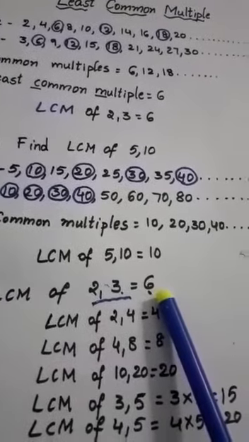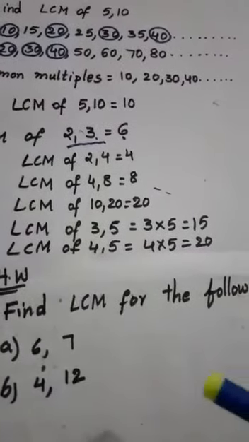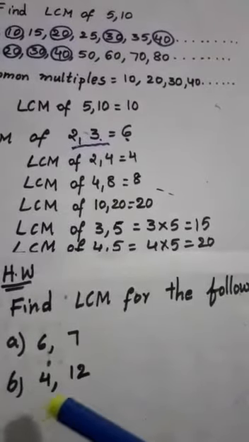Okay children, now I am giving homework. Look at your homework. Your homework is to find the LCM for the following: A, 6 comma 7, B, 4 comma 12.